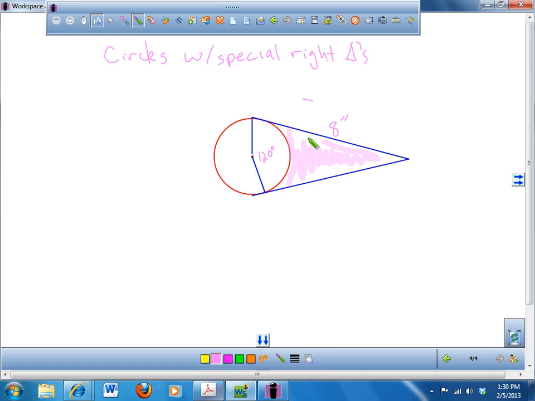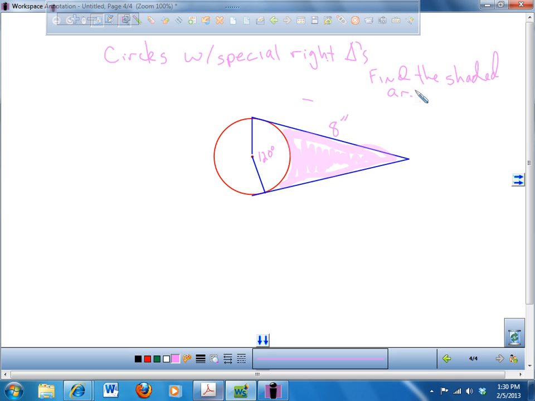It's not a triangle though. No, it isn't, it's a kite. You can cut it into a triangle. So they'll give you a problem like this, but we're going to make some triangles. Find the shaded area. Could you do that? It's not as easy as you may think.